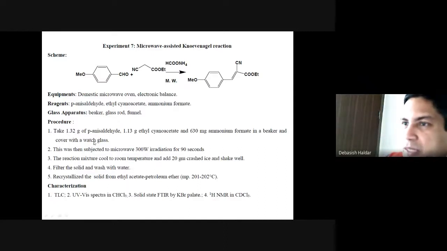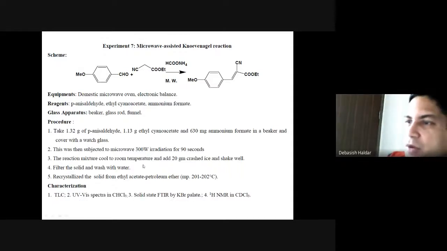So we'll take 1.32 gram of para-anisaldehyde. This is a liquid. And then 1.13 gram of ethyl cyanoacetate. This is also a liquid. So we are taking two liquids in a small beaker, and with that we will add 630 milligram of ammonium formate. That is a solid, we will add it, and then we will cover the beaker with a watch glass, and we'll keep the beaker inside the microwave oven.